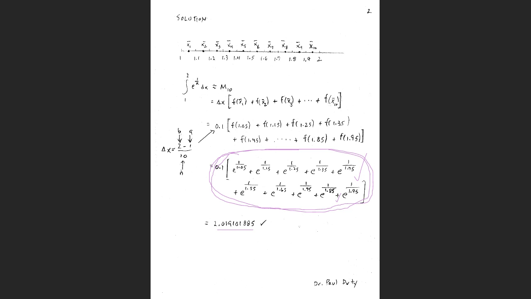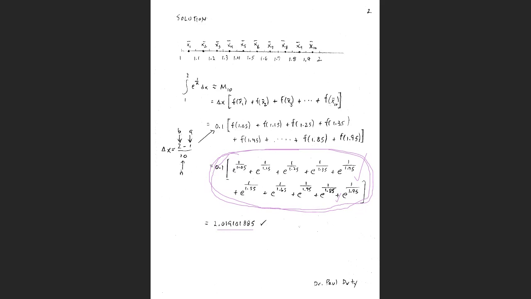So we found that the definite integral was approximately equal to 2.019101885. That would be rounded to, let me see here, 1, 2, 3, 4, 5, 6... so it's like 9 decimal places, right? So, okay, that's great. Now, how accurate is this approximation?